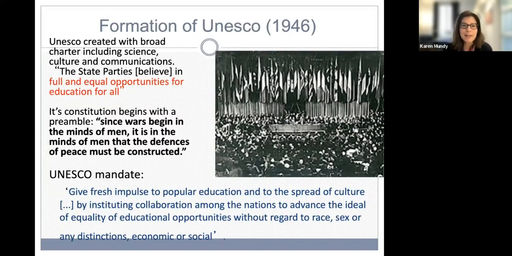I suppose one might say that there were other global institutions involved in education, mainly faith-based organizations over many centuries that created a kind of global edifice for education across many countries or territories. But really UNESCO was the first one set up purposively as part of a broader architecture. And the Constitution also states, and if you ever hear somebody talking about education for all, it comes from this Constitution, this charter, that the state parties at that time believed in full and equal opportunities for education for all.